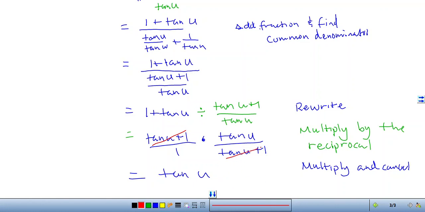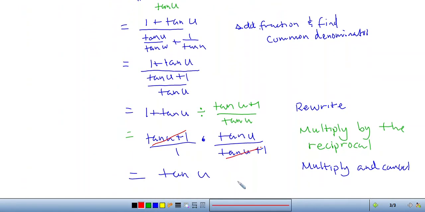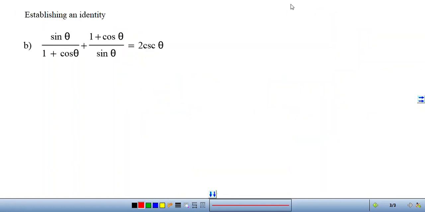Alright, so now if you look at it, we went from the left side, which is right here, and we end up with the equation tangent u on the right side. So that shows how you can go from the left to the right. Okay. Let's try out a different set of problems. So the next one is this type of problem right here. For this problem, it's done almost pretty much the same fashion.